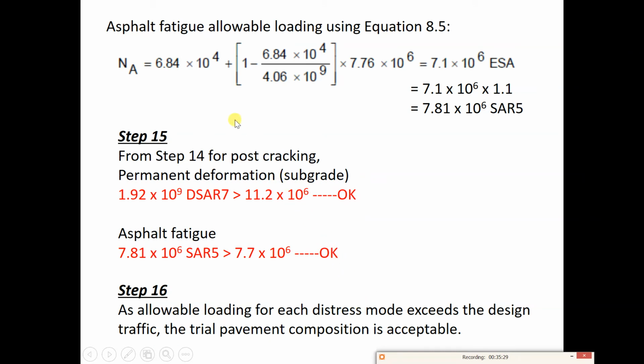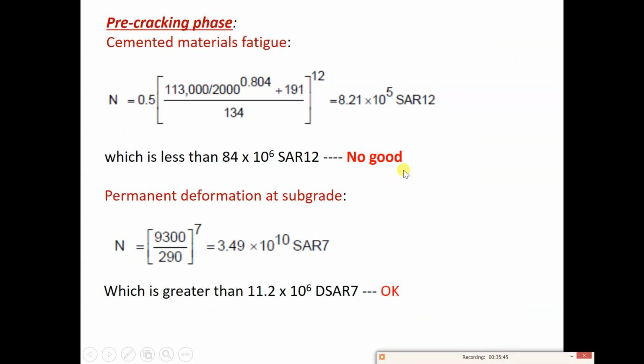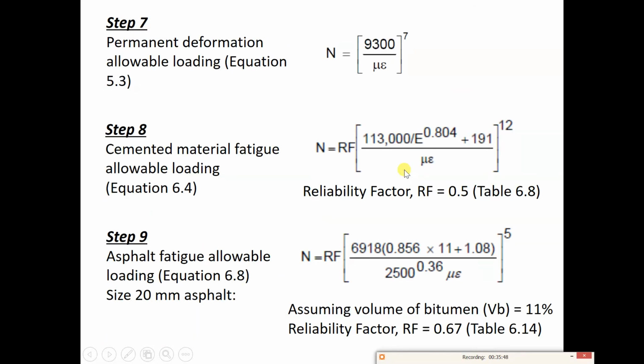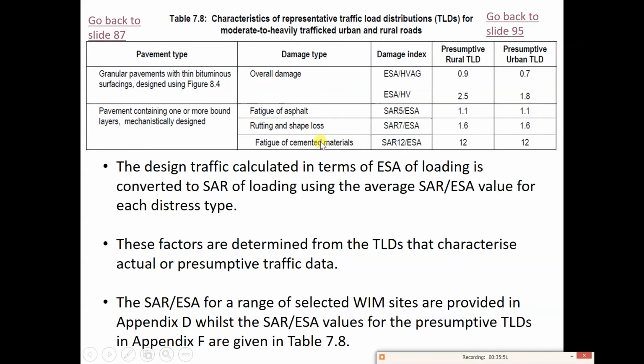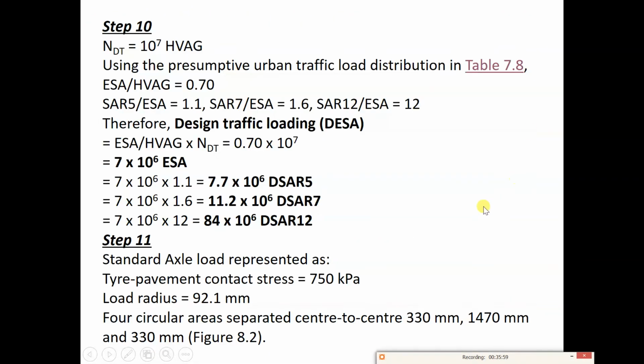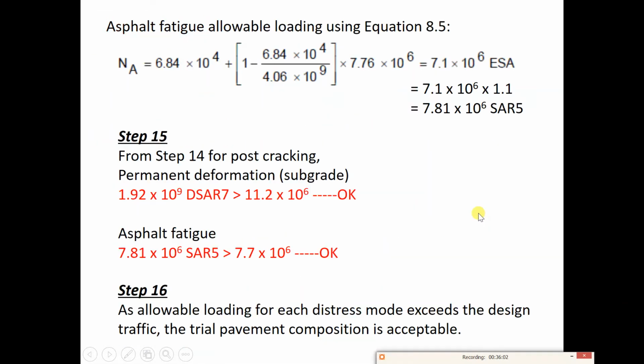And for the asphalt fatigue, this is another formula. It gave us 7.1 times 10 to the power 6 ESA. For the asphalt fatigue, SAR5 divided by ESA is 1.1. So we just multiply by 1.1. 7.1 times 10 to the power 6 multiplied by 1.1 comes to 7.81 times 10 to the power 6.